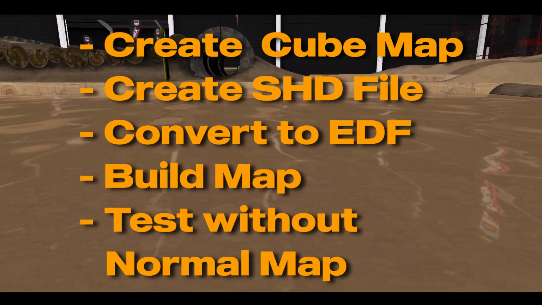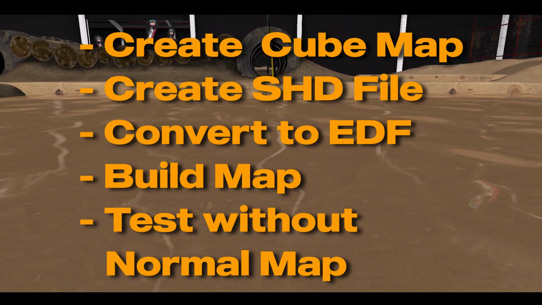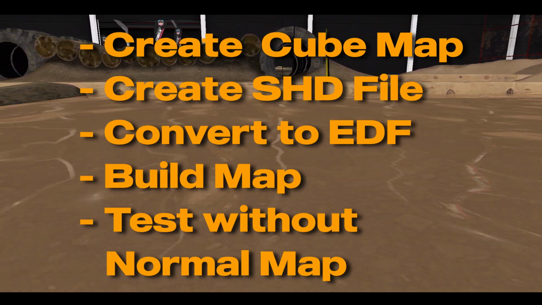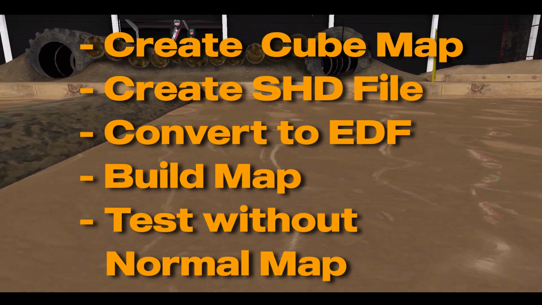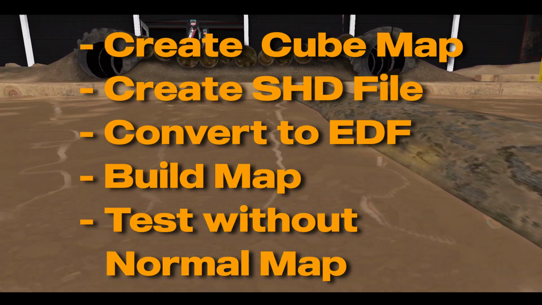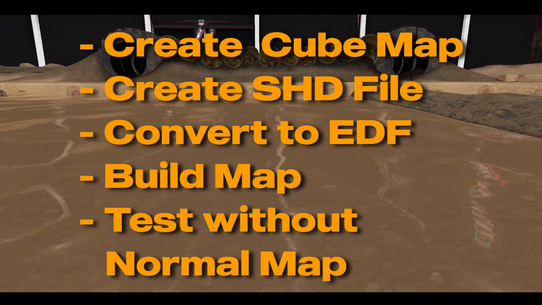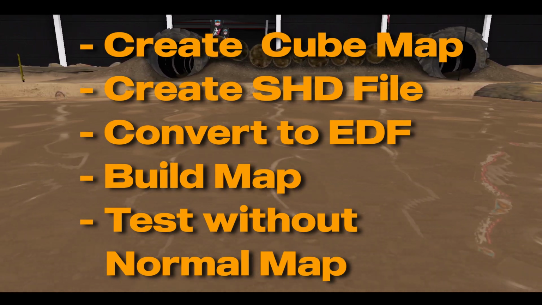Let's do a quick recap. So first thing you want to do, create your cube map. Use F9 in map view to create your custom cube maps that are perfect for your track. You then want to create your shader file, the .shd. You're going to do that either through Notepad, the old school way, or in the Resolute MXB Track Builder Helper application.